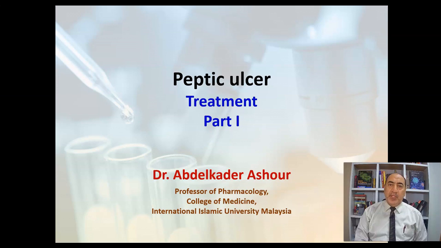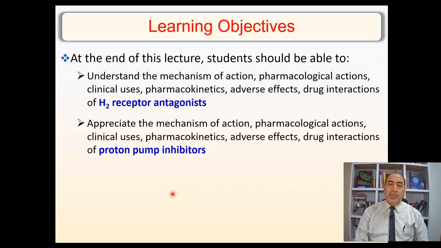Today we are going to continue our series of videos about management of peptic ulcer. In the previous video we talked about the pathophysiology of the peptic ulcer as well as the regulation of gastric acid production. Today we are going to continue this journey by dealing with the treatment of peptic ulcer, where we will talk about two major classes of drugs that are used for treatment of peptic ulcer, namely the H2 receptor antagonists and proton pump inhibitors. We will cover the mechanism of action, pharmacological actions, uses, kinetics, adverse effects, and drug interactions.